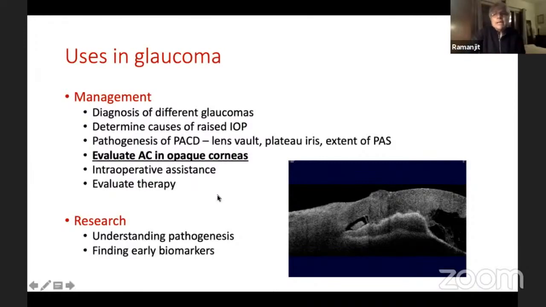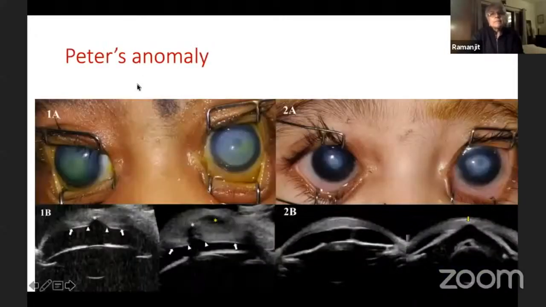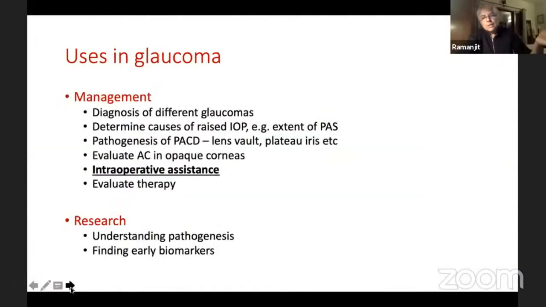If we want to evaluate the anterior chamber in opaque corneas, one, as I've already said, is in post-PK glaucomas. Here we have a patient who has Peters anomaly, and this was actually a UBM, but you can do a similar one with an anterior segment OCT, which actually shows you what is happening. And post-surgery, you can see the clearing that is seen. I'm sorry, in children, we find it a little difficult to do an ASOCT, but it was just to tell you that this evaluation can be done.